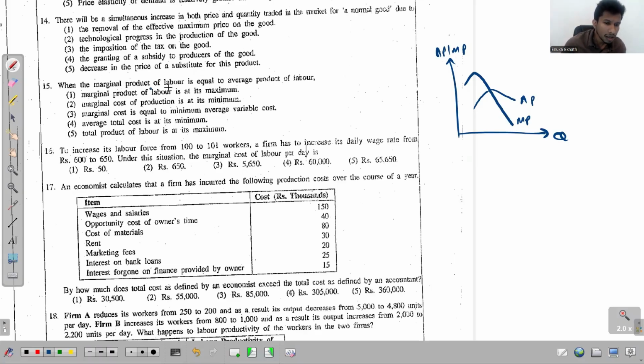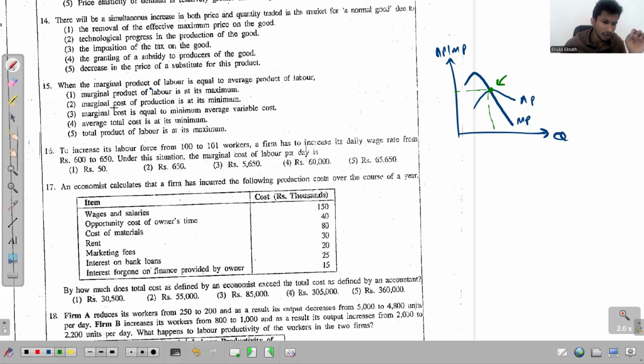When the marginal product of labor is equal to the average product of labor, which means they are referring to this particular point, right? So when the two become equal, the first one says marginal product of labor is at its maximum. Now the marginal product reaches maximum before the maximum point of average product. So this is where we see the maximum amount of marginal product of labor. So this given option is wrong because that doesn't happen at this point.